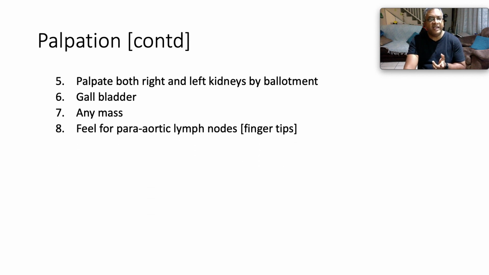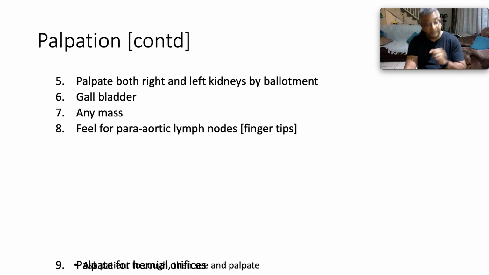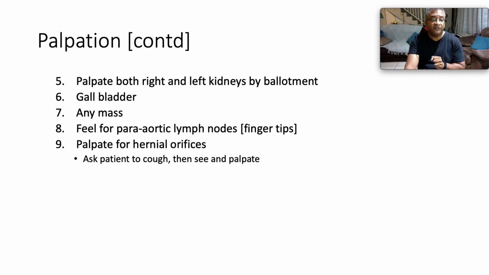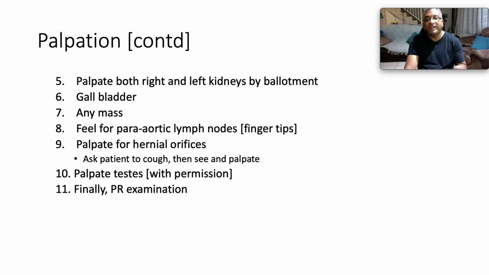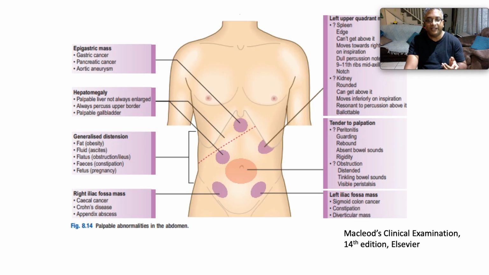And feel for any masses, feel for the para-aortic lymph nodes with your fingertips. Right, palpate for hernial orifices. So ask the patient to cough. Then you want to see, then palpate the testes with permission, of course. And finally, a PR exam if it is clinically indicated.